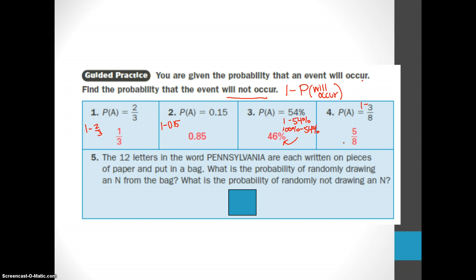For number 5, the 12 letters in the word Pennsylvania are each written on pieces of paper and put in a bag. Let's talk about the probability of randomly drawing an N from the bag. So you want favorable over total. How many N's are there? There are 3 N's out of the total number 12. The probability that it's not going to occur is 1 minus 3/12, which is 9/12, and then you simplify to 3/4. I simplify 3/12 into 1/4.